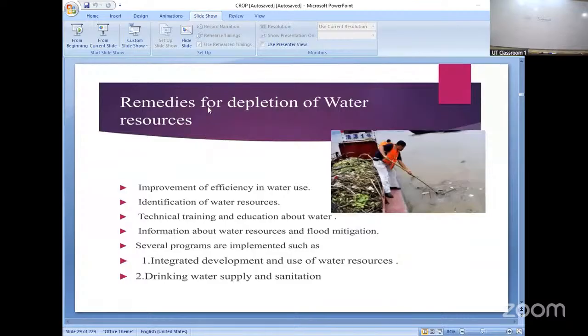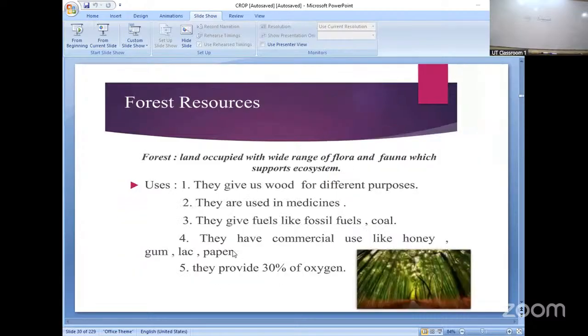Then remedies can be that there should be improvement of efficiency in water use. Chemicals should not be thrown in the water. The chemicals coming out from industries should not enter into the water, right? So for this, several programs are implemented, like integrated development and use of water resources, drinking water supply and sanitation. Next is the forest resources.